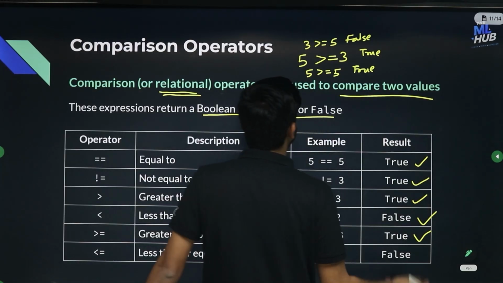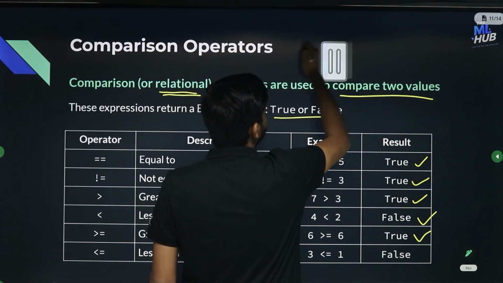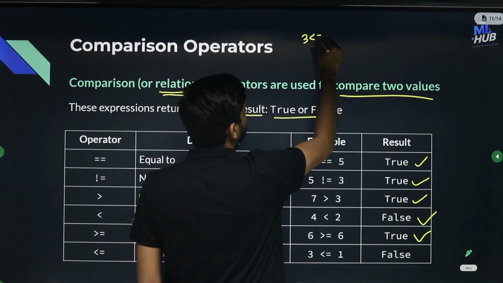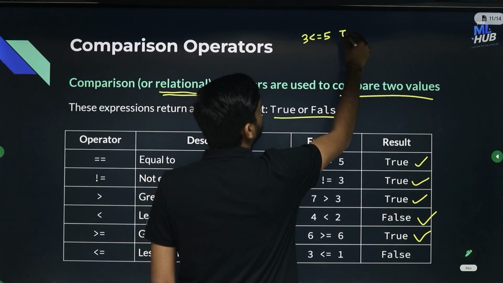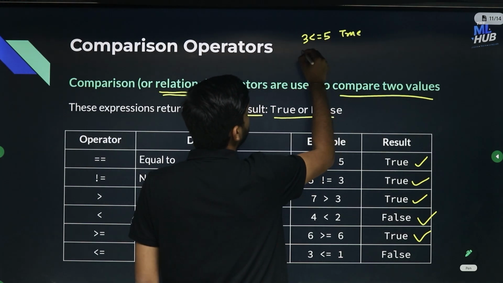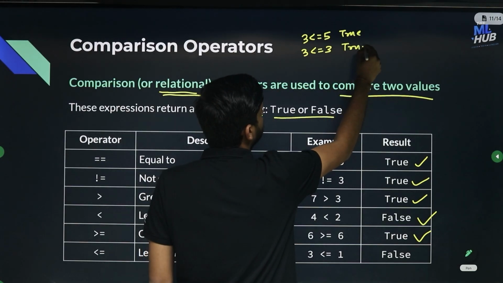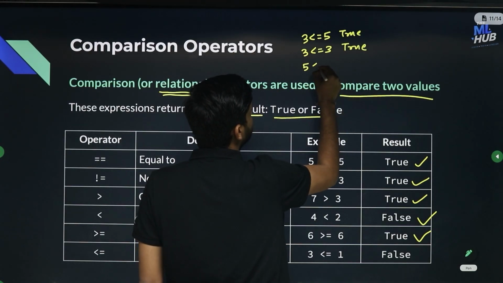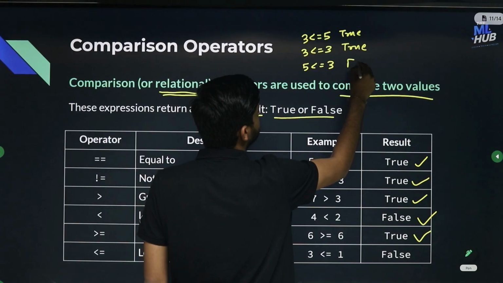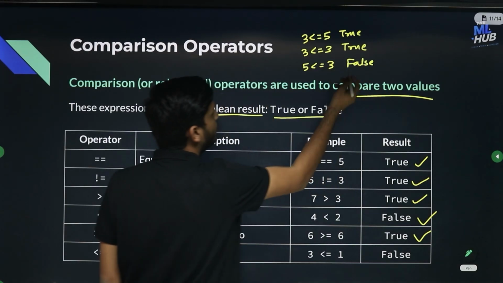Next is less than equal to. Very simple again. So if I write 3 is less than equal to 5, I will get true, because 3 is less than equal to 5. If I write 3 is less than equal to 3, I will again get true. But if I write 5 is less than equal to 3, I will get false, because 5 is not less than or equal to 3.